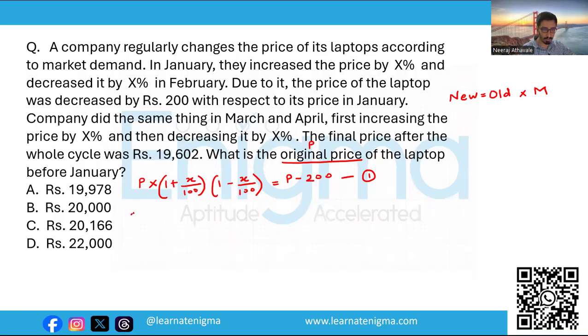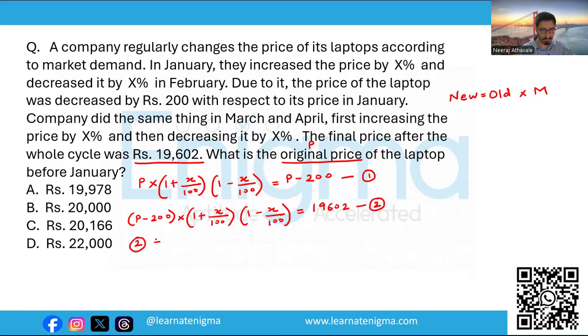Now in March, this value becomes the old value for March and April. This is the base value. Again in March, the price is increased by X%. So 1 plus X by 100. In April, it is decreased by X%. So 1 minus X by 100. And due to this, the final price is 19,602. Let's say that this is equation 2.